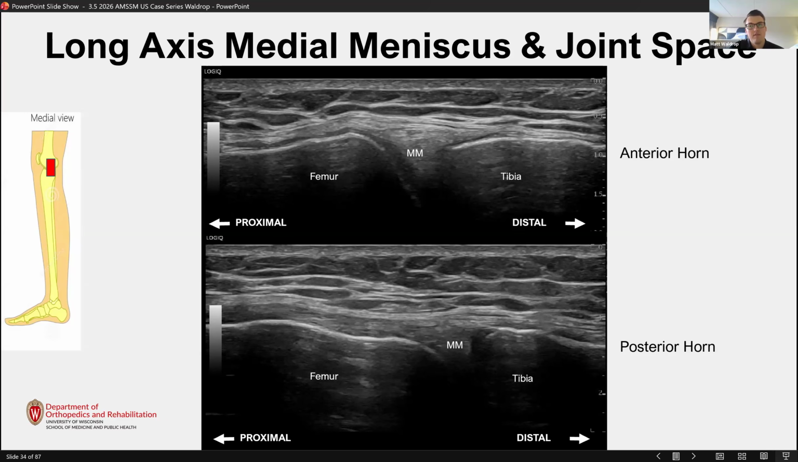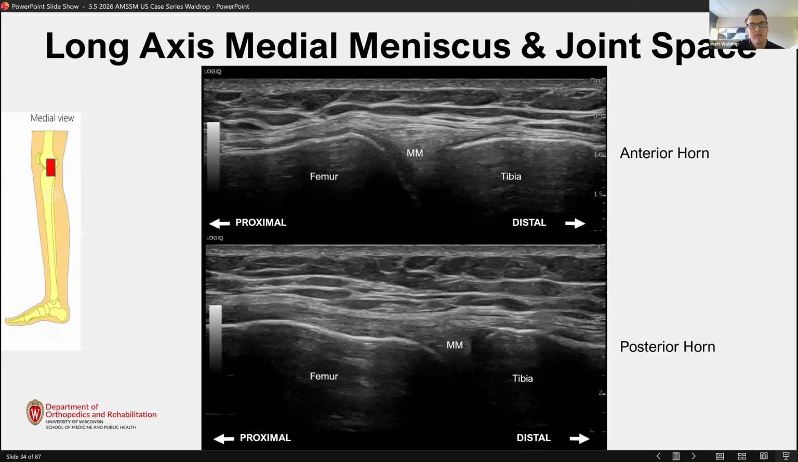Here's the femur on the left, tibia is on the right. Top view is the more anterior aspect of the joint space where you can actually see the very outermost aspect of the anterior horn of the medial meniscus pretty darn well. The bottom image is the posterior aspect, and you can't quite see the outermost aspect of the posterior horn of the medial meniscus quite as well.